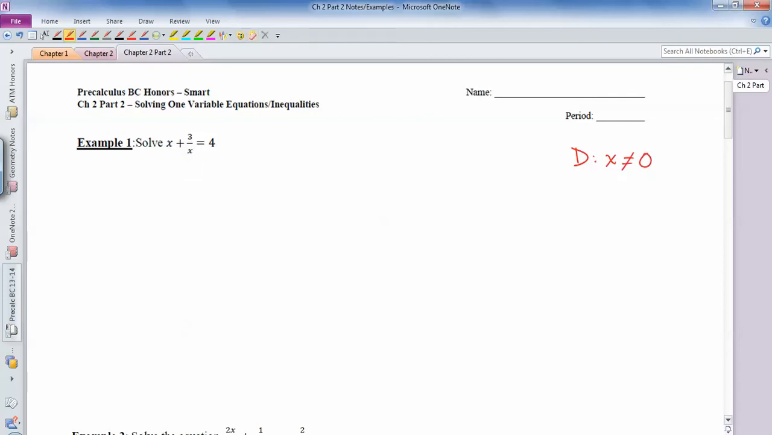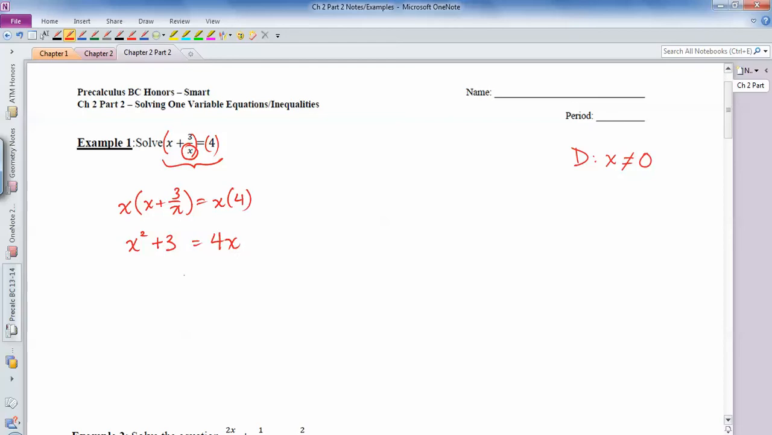Now, in order to solve this problem, one good strategy would be to try and get rid of the fractions. So if I multiply everything on this side by x and everything on that side by x, let me write that out: x plus 3 over x equals x times 4. Then I distribute the x on the left and I get x squared plus 3 equals 4x.